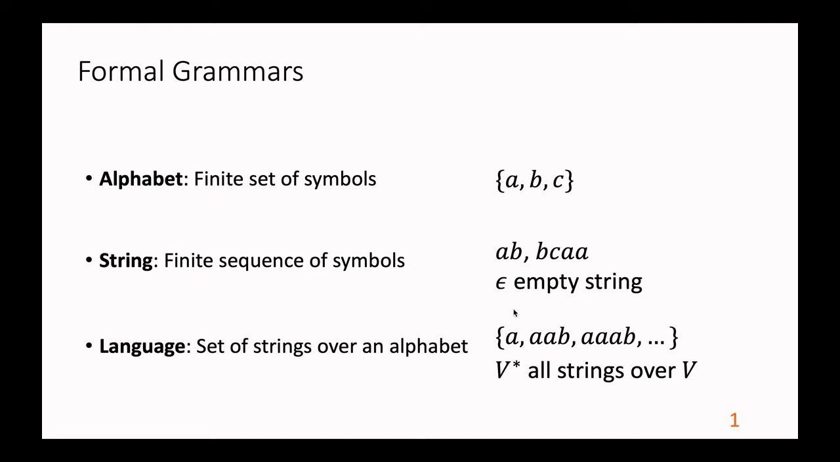And if we go back to this alphabet we had before, this could be a language. It could be A, AAB, AAB. And if V is an alphabet, V asterisk represents all the strings over V, including the empty string.